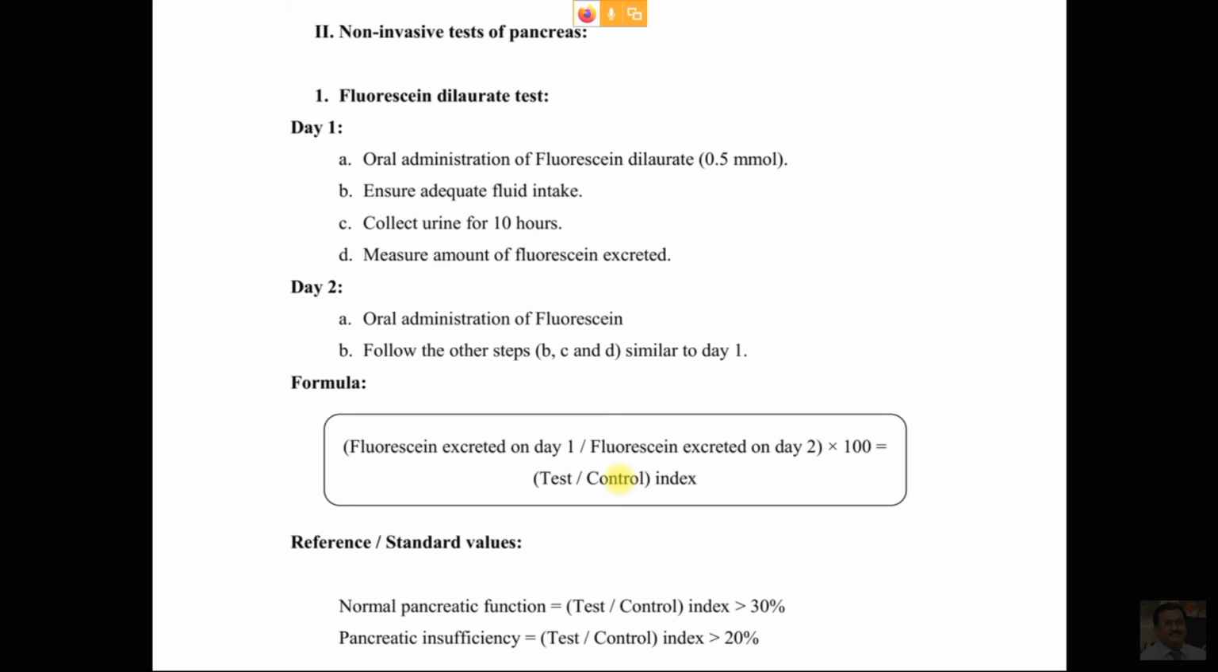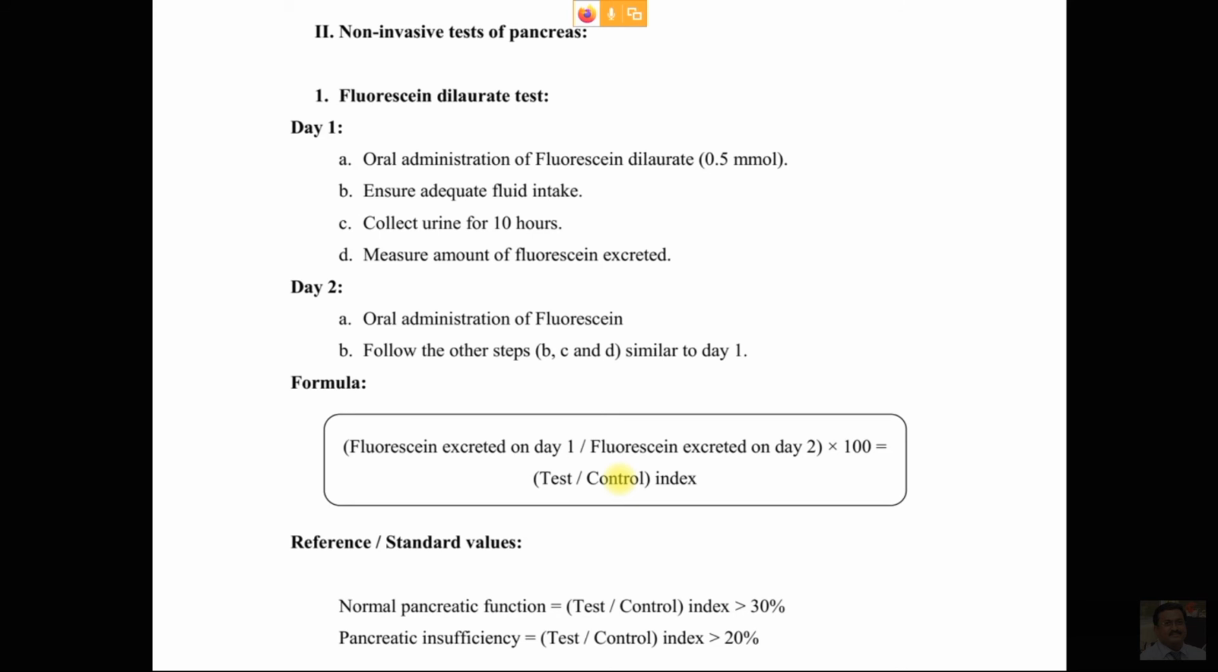If it is lesser than 30, there is a minimum level. That is the lower reference level and the upper reference level. The upper level is 30 and above, and the lower reference level may be 20. In pancreatic insufficiency, the T by C index is approximately 20. If it is 20 and below, that indicates pancreatic insufficiency. So this one is very important. From 30 to 20, maybe 22 or something, is okay, but 20 is a border. Border means the pancreatic function is not clearly normal or abnormal, and we cannot come to a conclusion about that.